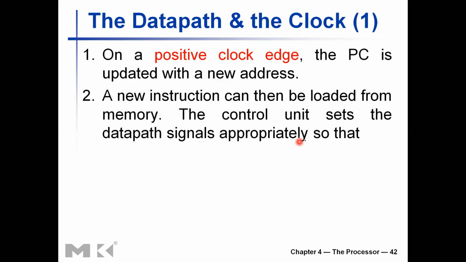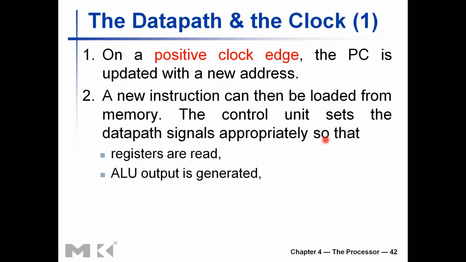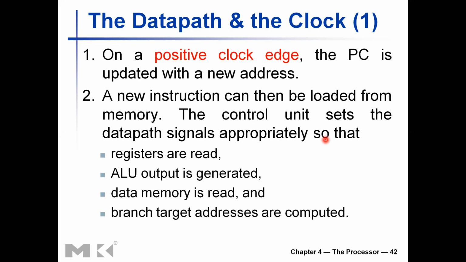Based on this new instruction opcode, the control unit sets the data path control signals appropriately, so that the registers are read if required, the ALU output is generated if required, the data memory is read if this is a load instruction, or the branch target address is computed if this was a branch instruction. All or some of these will happen based on the instruction that we are dealing with.